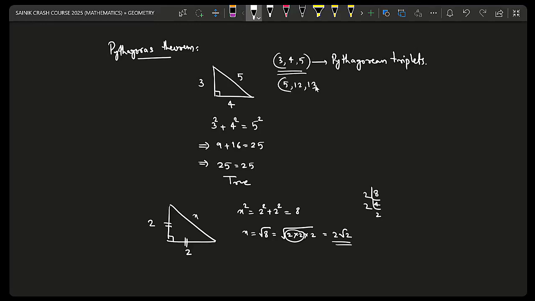5, 12, 13. So you check whether 5 square plus 12 square is 13 square or not. 5 square is 25. 12 square is 144. 25 plus 144 is 169, which is 13 square. Do you know any other, Akshara?